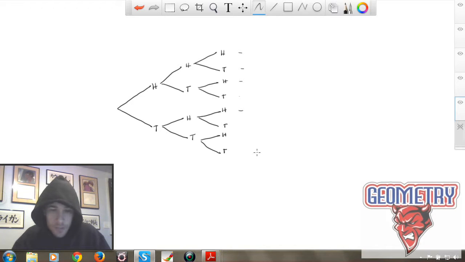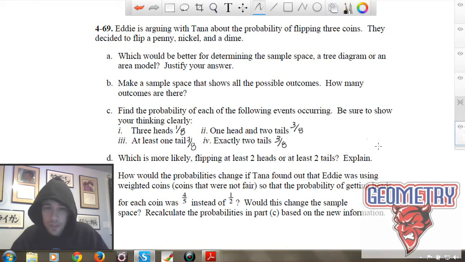Let's see the ones which have at least 2 T's. So there's that one which has 3 T's, that one has 2 T's, nope. So we got that one, we got that one, we got that one, nope, and that one. And then there's just 1 T, and no T's. So we have 4 that have 2 heads, we have 4 that have 2 tails. There's an equal probability that we could get either 2 heads or 2 tails. So this will be the same probability.